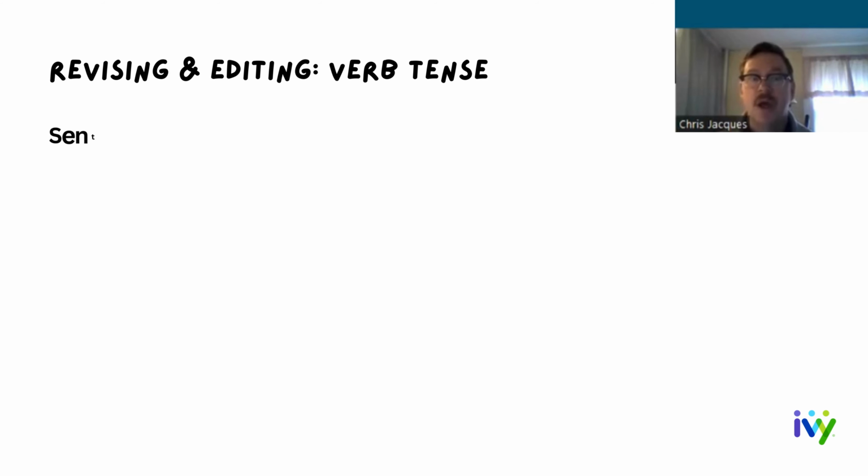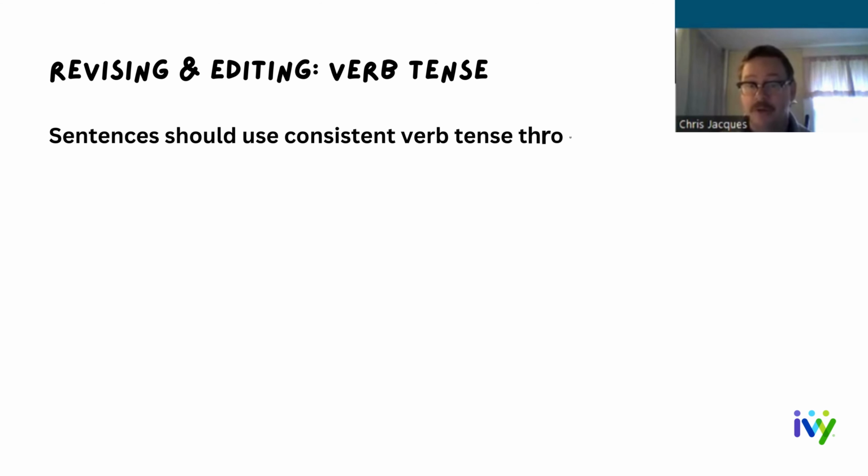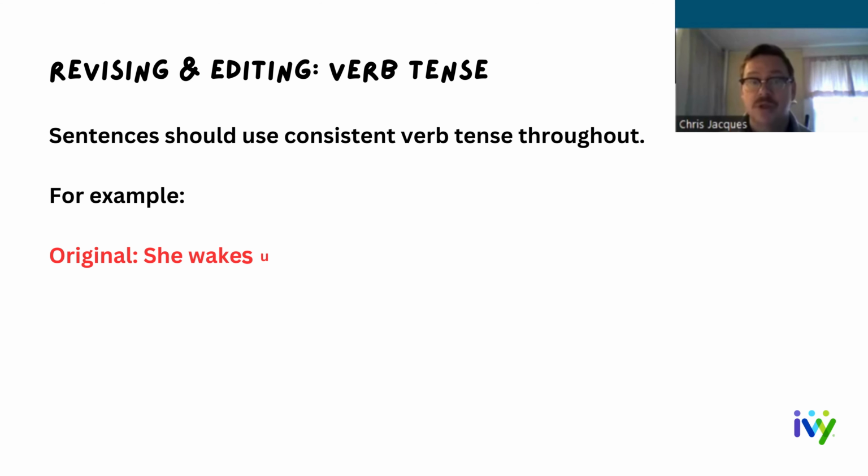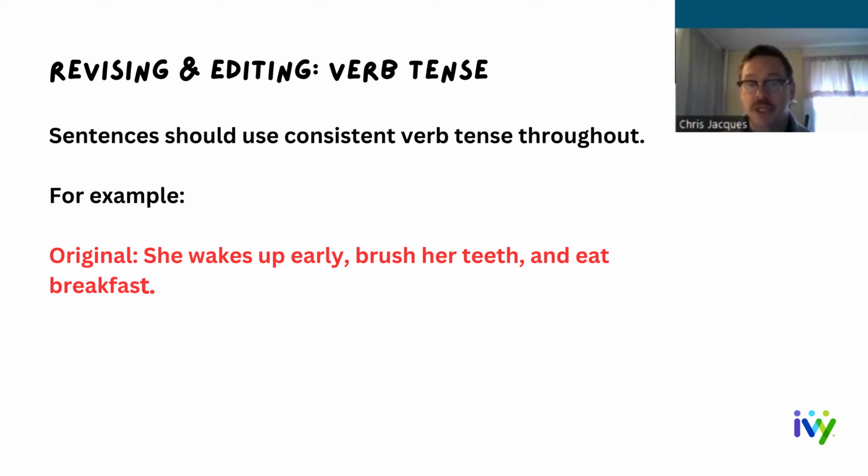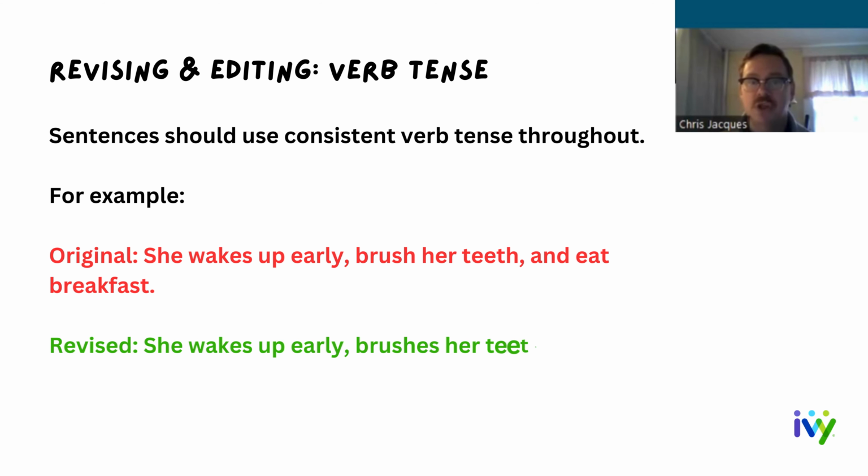All right. We also need to do a very similar thing with verb tense, which is number 4 here. So we need a consistent verb tense throughout. So we've got in the original, "She wakes up early, brush her teeth, and eat breakfast." Well, if she wakes, shouldn't it be that she brushes and eats as well?